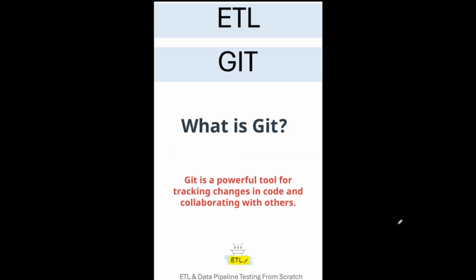So let's tackle this question. What is Git? Git is a powerful tool for tracking changes in code and collaborating with other developers or testers. What exactly does this tracking mean? Tracking means if in a central repository you are making some changes and another collaborator is making some changes, when all the code gets merged, you can go and track the history, who changed what. So that is exactly called tracking.